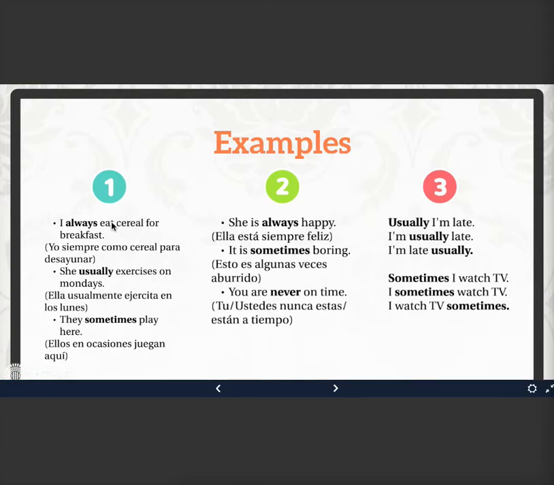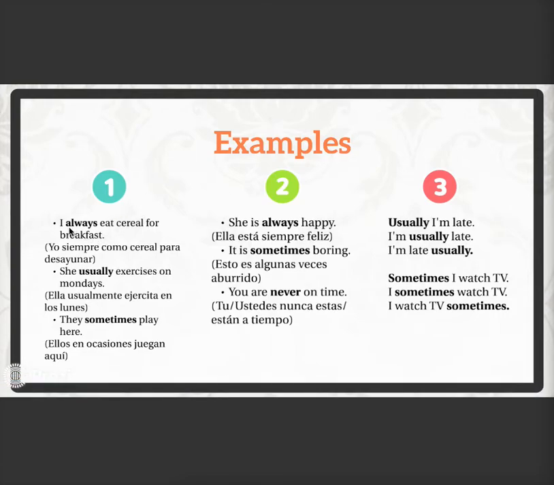So let's check some examples. The first one, I always eat cereal for breakfast. So can you see, yo siempre como cereal para desayunar. Subject, frequency adverb, verb. Okay? We have another one. She usually exercises on Mondays. Subject, frequency adverb, verb. What do you see here in this second example? ¿Qué ven en este segundo ejemplo importante del verbo principal?